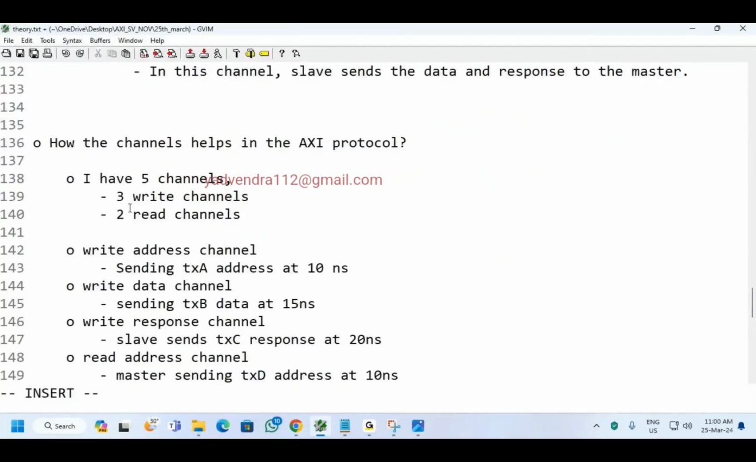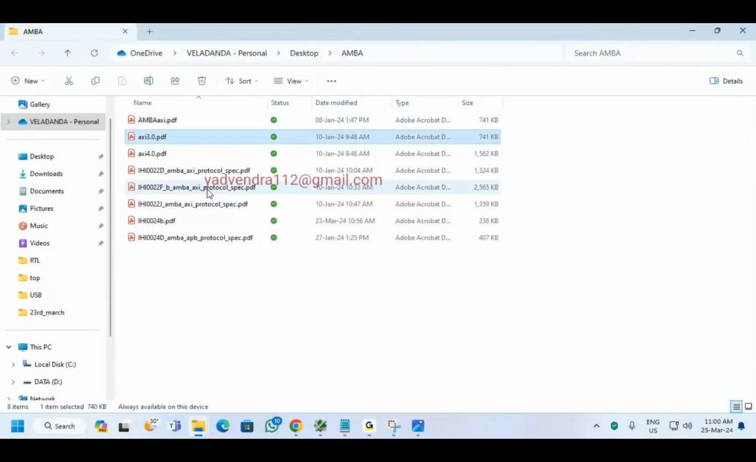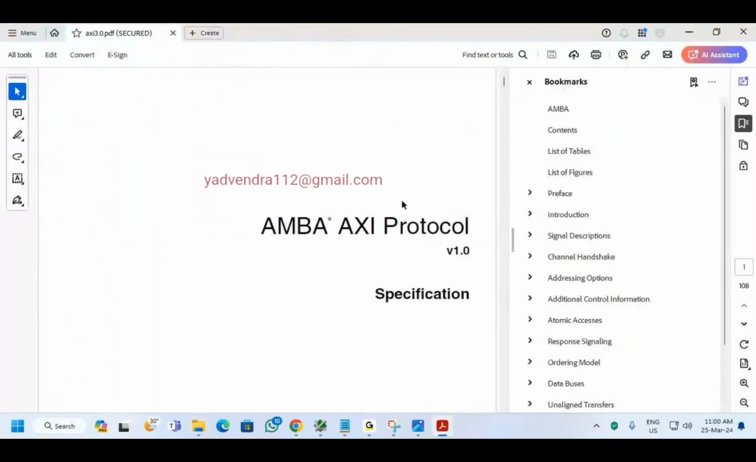The question I have is why 3 write channels and 2 read channels. For this question, we'll get an answer. So for that, let's go to the spec. AMBA protocols. I have AMBA stored somewhere here. Yeah, here it is, AMBA AXI, exactly. Okay, here, this is the basic protocol, with very basic signals.